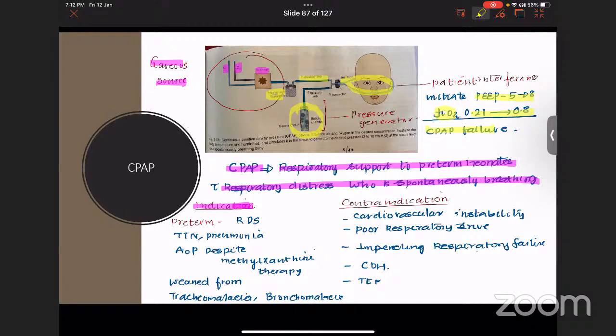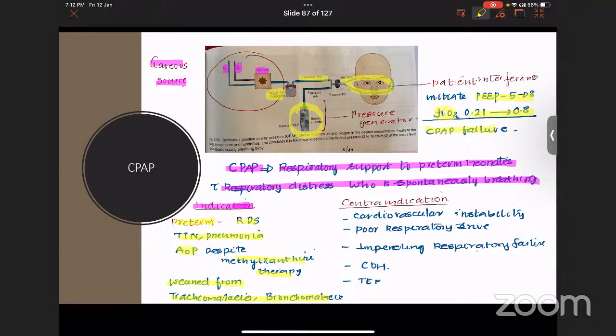So what are the indications of CPAP? The CPAP indication is preterm with RDS, TTN, pneumonia, apnea of prematurity despite methylxanthine therapy, or weaning from elective ventilation, where the child was on intubation and we are weaning it. And if the child is suffering from tracheomalacia and bronchomalacia, then also we give the CPAP. So what are the contraindications?